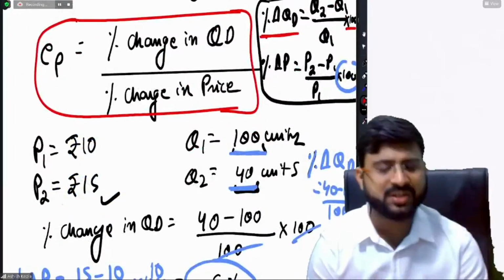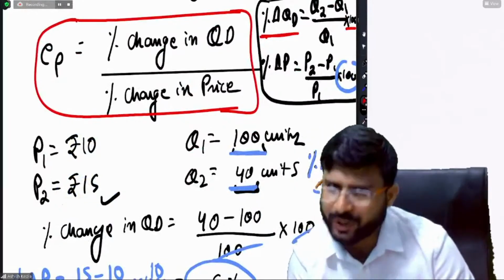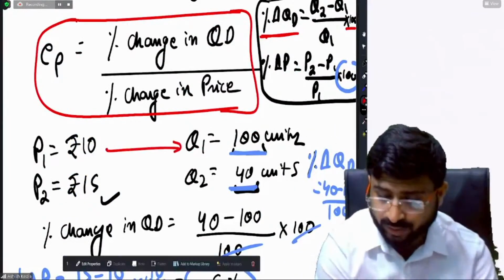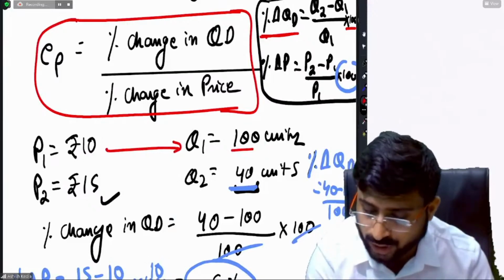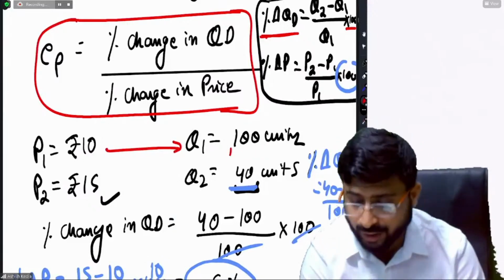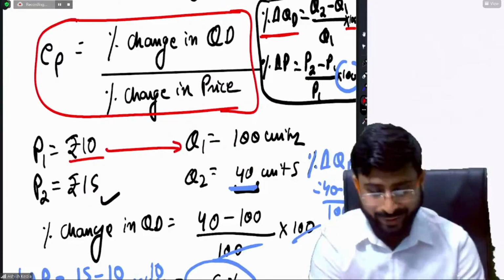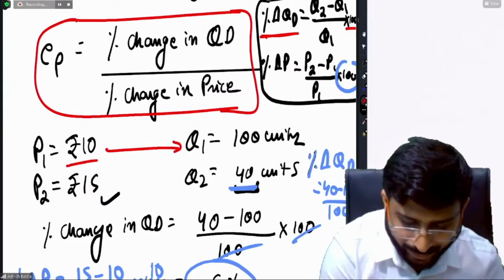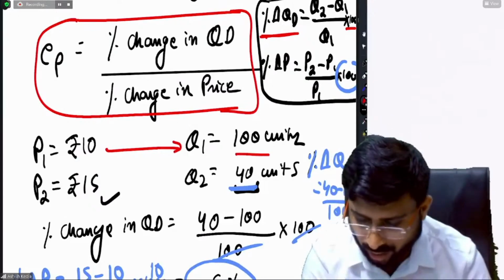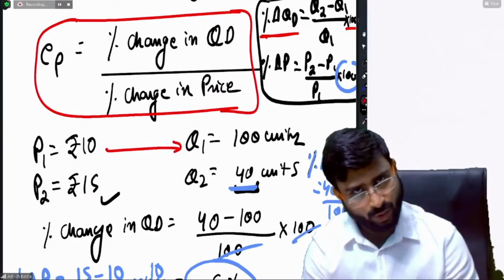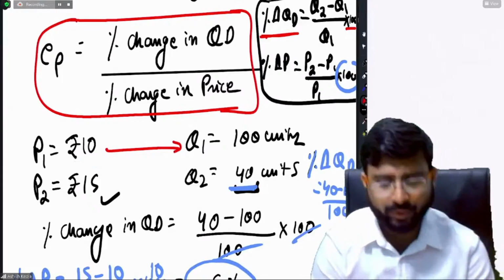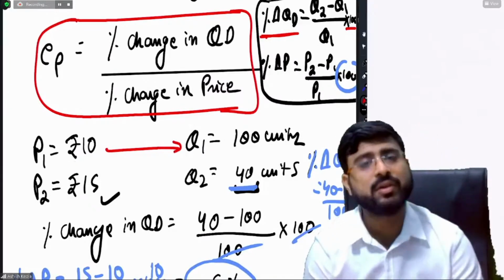Initially, price was rupees 10. When price was 10 rupees, quantity demanded was, let's say, 100 units. Everyone, when price was rupees 10, quantity was 100.